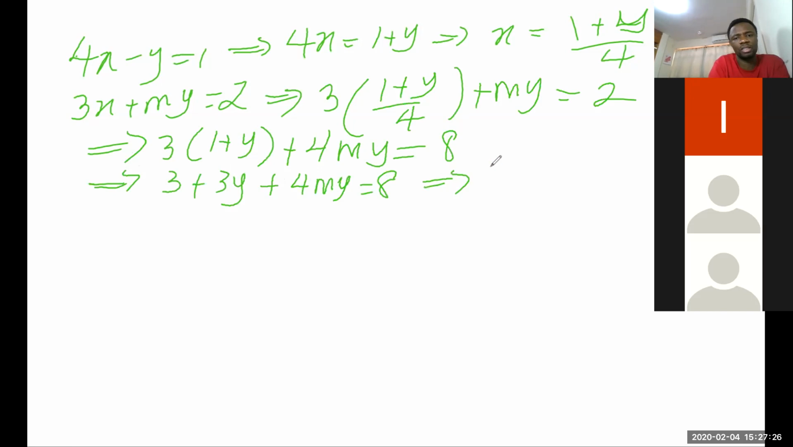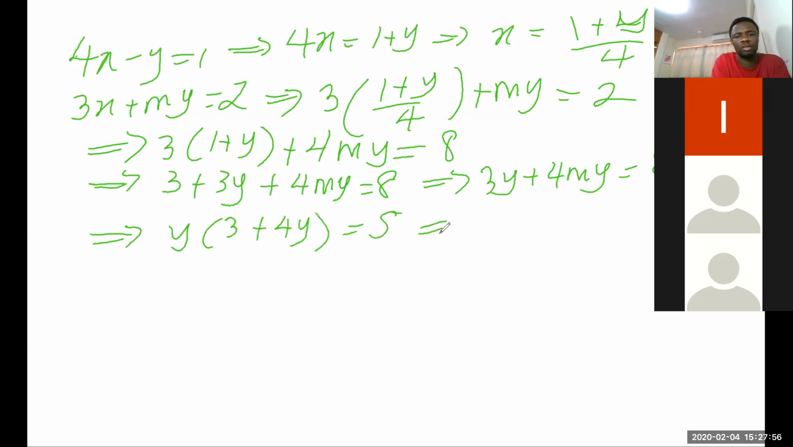And this implies, actually I can now factorize y out of brackets. Before then, you know, I always tell you not to skip steps, so I don't want to be the one breaking the rule. So 3y plus 4my is equal to 8 minus 3, which is 5. So this implies that y, into bracket that, is equal to 5. So y will be 5 all over 3 plus 4m.